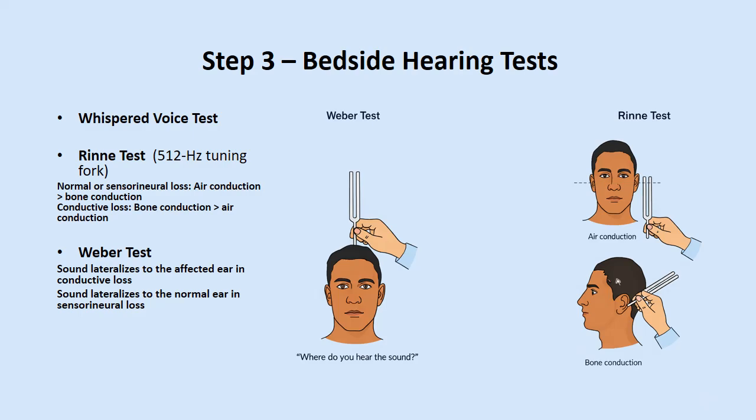Weber test. In this test, place the tuning fork on the midline of the forehead. Sound lateralizes to the affected ear in conductive loss, whereas sound lateralizes to the normal ear in sensorineural loss. These tests help localize the type of hearing loss.